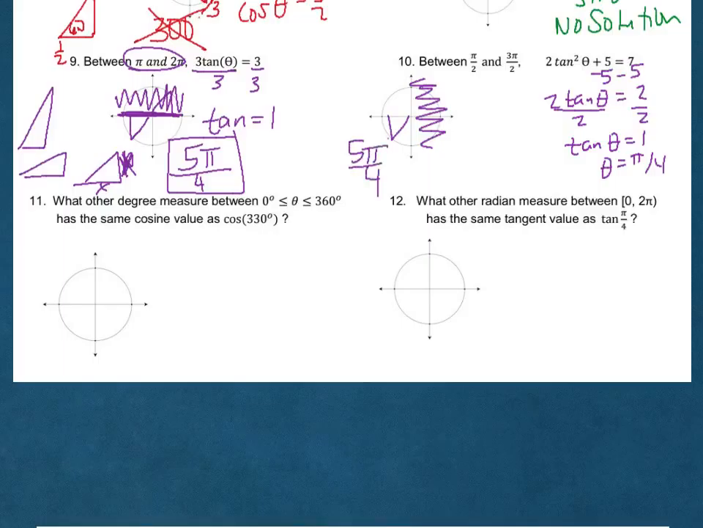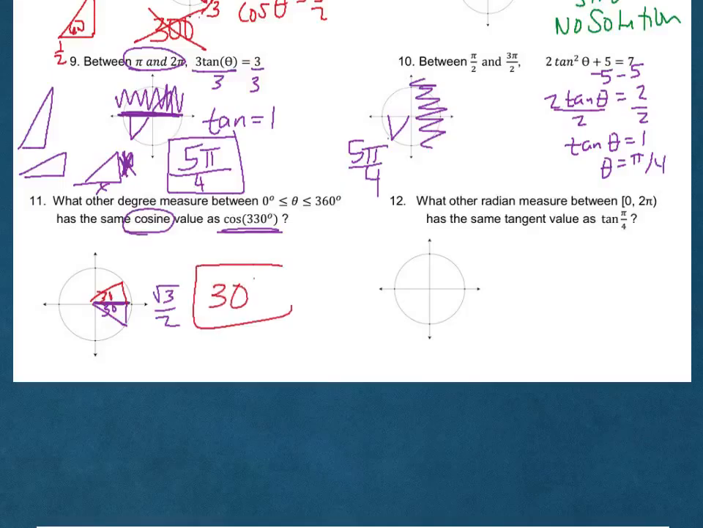For these down here, you're asking what other angle measure has the same value as that? Well, cosine of 330 would be a 30-degree angle down here. And the cosine value is square root of 3 over 2. So what other angle measure has that same cosine value? It would just be a positive 30 degrees. Same thing with tangent. Tangent's a little different.